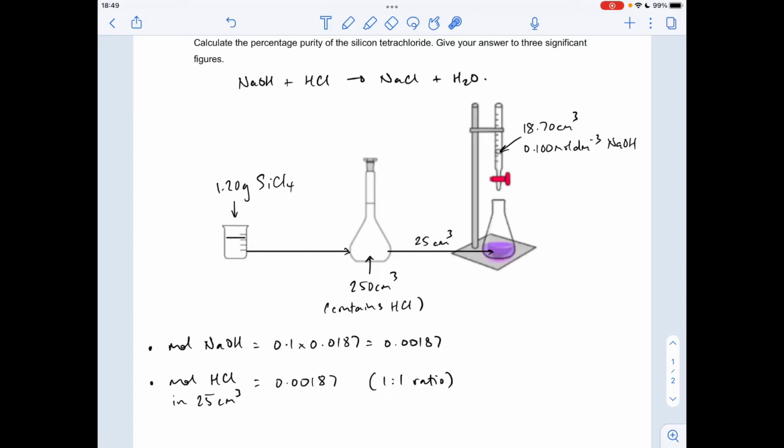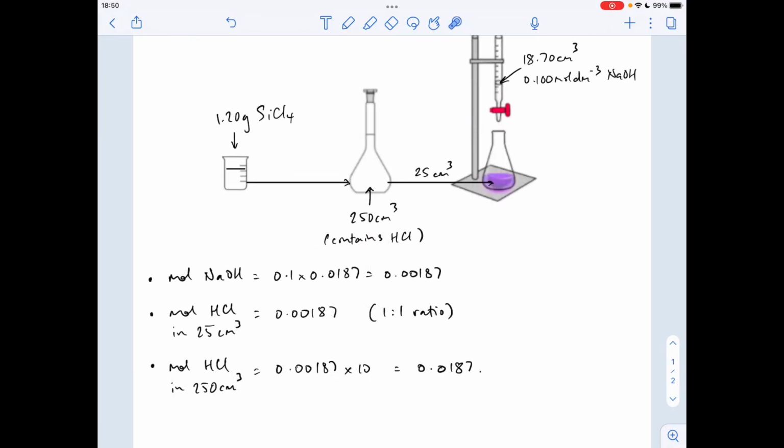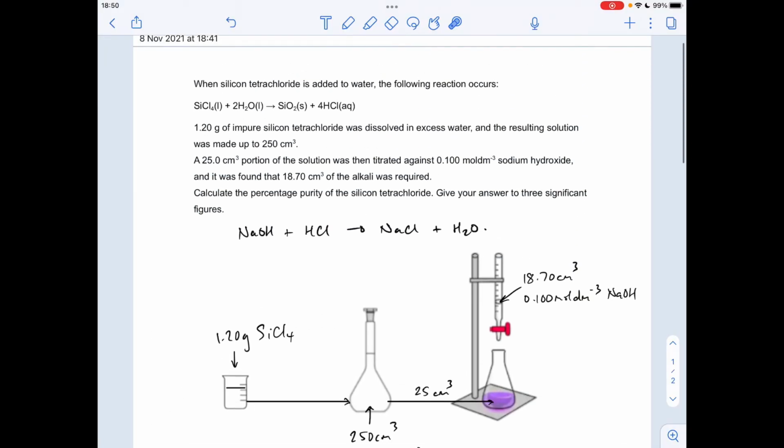Okay, so now we know the moles of hydrochloric acid that were in the conical flask. We can just scale up, multiply by 10 to find out how many moles of hydrochloric acid must have been in this flask here. Remember, they were generated by this reaction here. So the moles of silicon tetrachloride that must have been present to generate these moles is going to be 1/4 of the moles of hydrochloric acid. So the ratio is 4-to-1.